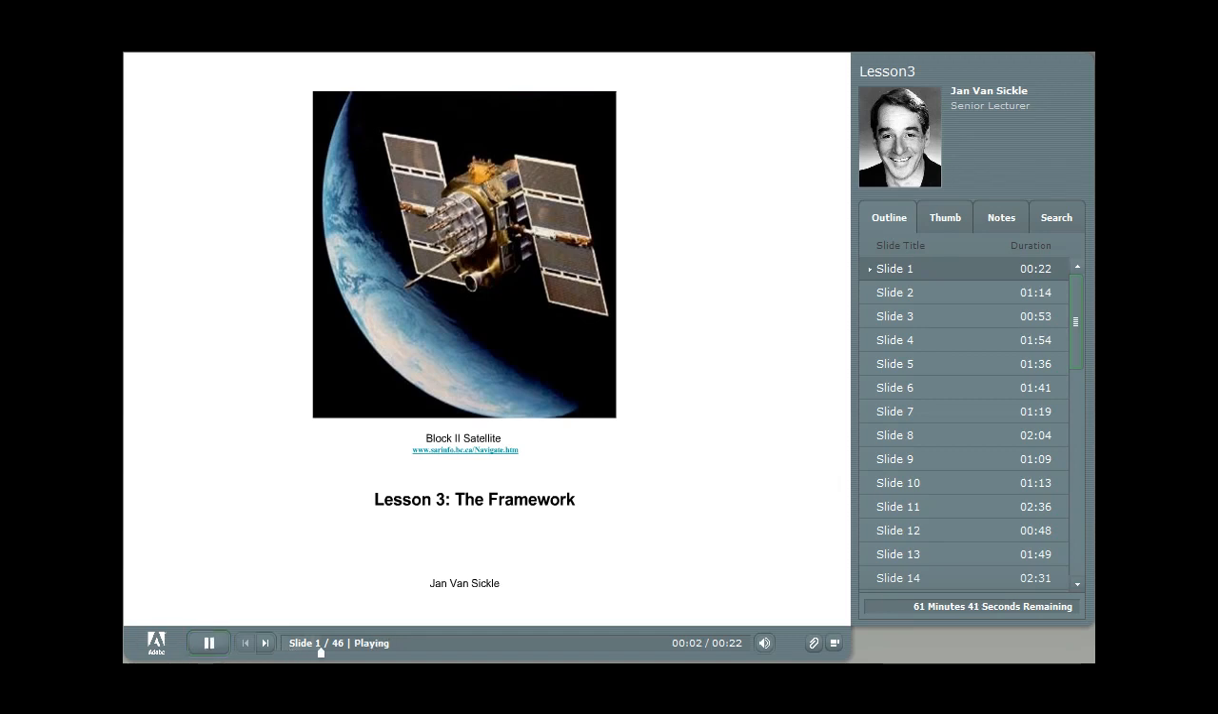Hello and welcome to Lesson 3 of the GPS course called The Framework. In this lesson we'll talk about the context in which GPS exists, where it came from, and how it operates today within the context of the other systems.